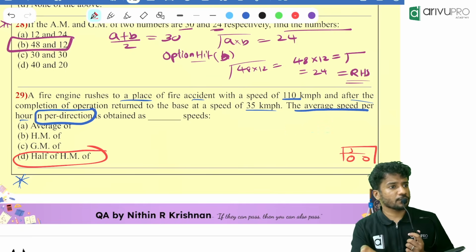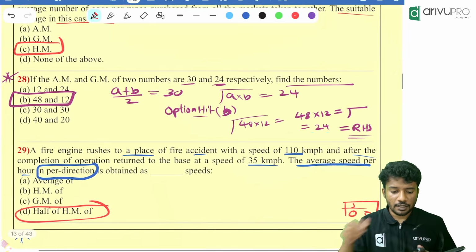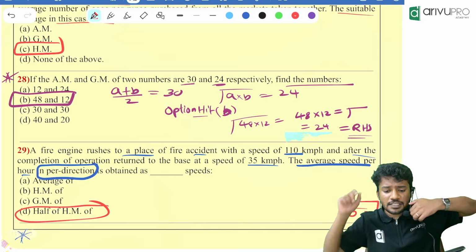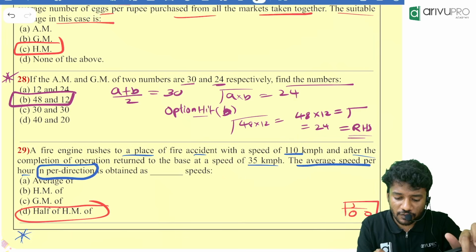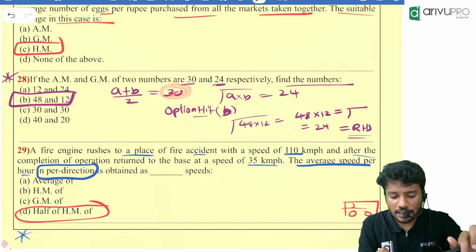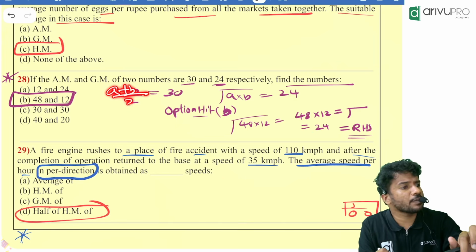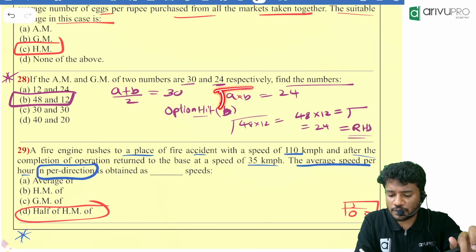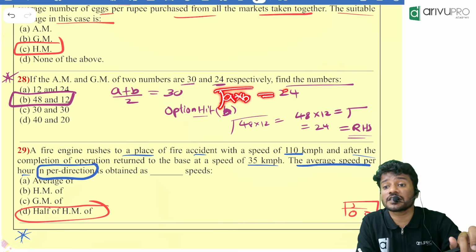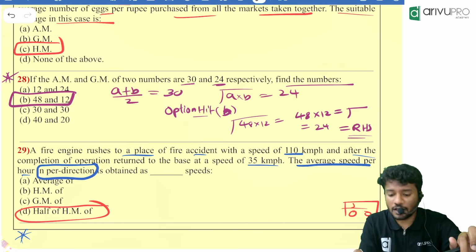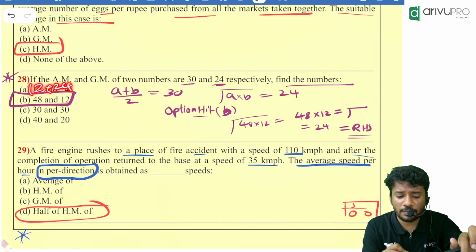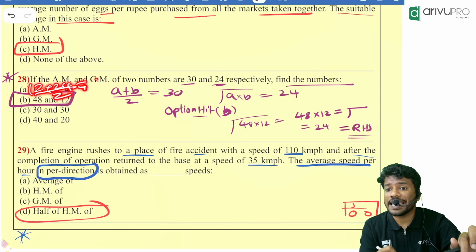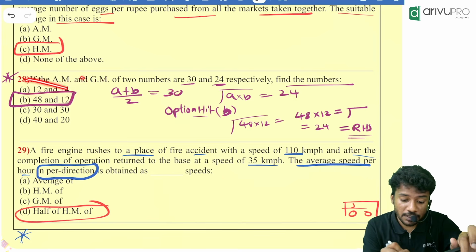So finally I will explain the 28th question again. Here, AM and GM of two numbers are 30 and 24 respectively. They have given the AM, that is 30. So two numbers means I can put it like A plus B divided by 2. GM is what? Root of A into B, which is equal to how much? 24. Now we will option hit. For the first option, I am checking arithmetic mean. 12 plus 24 divided by 2 is how much? 18. Is it equal to 30? That means option A is wrong.